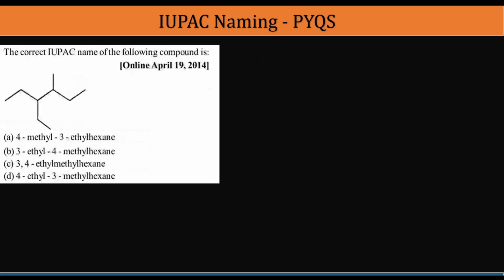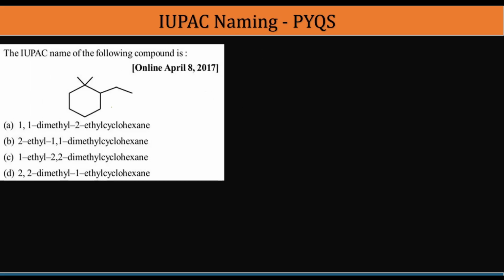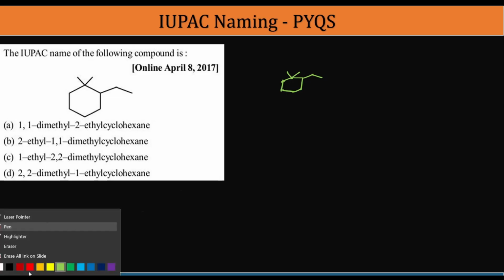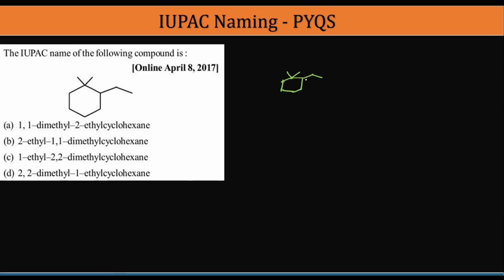Then let's try to solve one more question. Here this is the compound. So if we give numbering from here, anyways this is an ethyl group, right? This is the ethyl group and these are methyl groups. Generally in alphabetical order, ethyl, E, comes first rather than M, right? So how will you give? Let me write it again here.